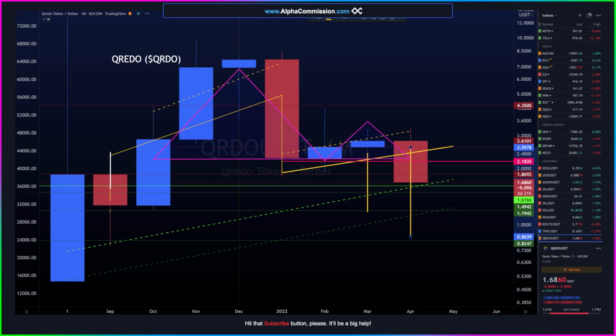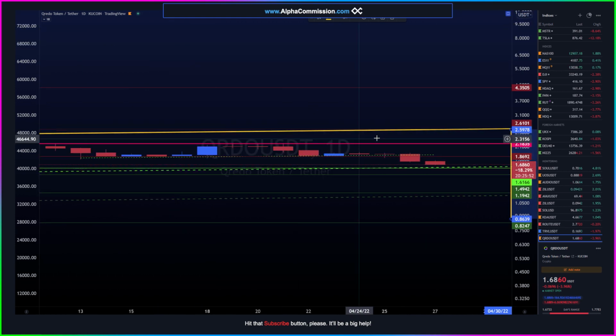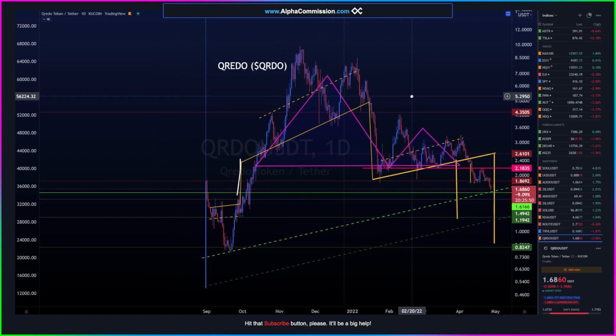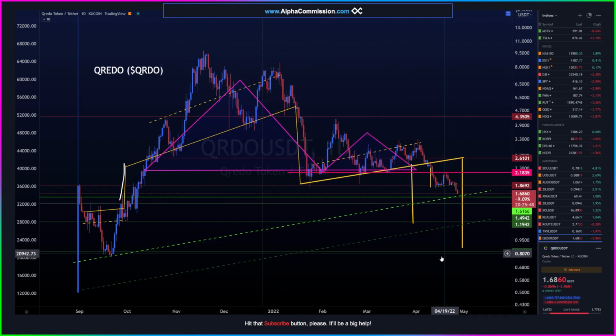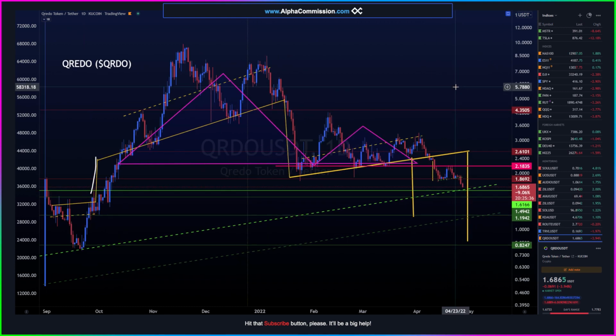Do I think that's what's going to happen? No, not necessarily. But then again, I didn't really think that this was going to break down below $2. I just felt like, come on, QREDO, hold $2, you built up this support, come on, be the fake out, right? And then turn around. But it all depended on Bitcoin.